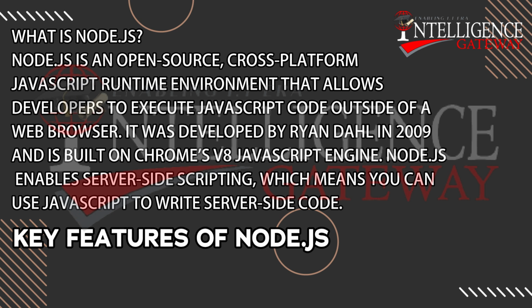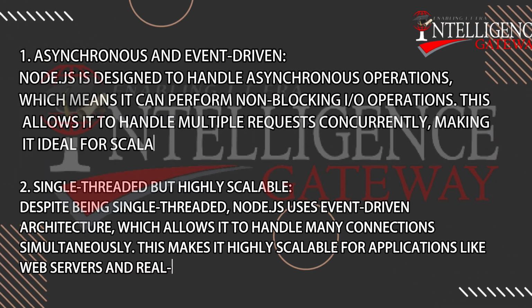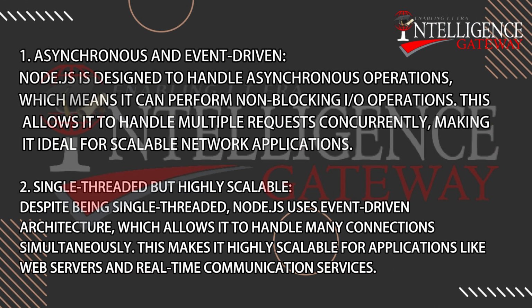Key features of Node.js. 1. Asynchronous and event-driven. Node.js is designed to handle asynchronous operations, which means it can perform non-blocking I/O operations. This allows it to handle multiple requests concurrently, making it ideal for scalable network applications.